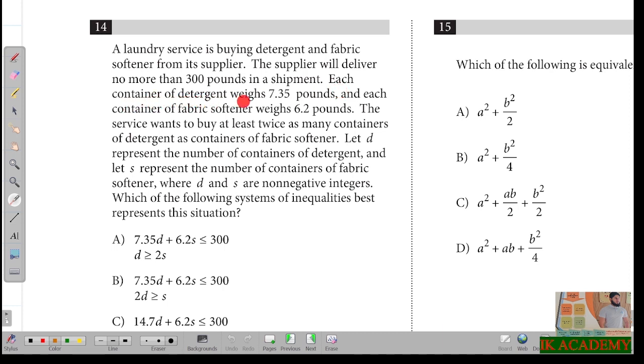Each container of detergent weighs 7.35 pounds and each container of fabric softener weighs 6.4 pounds. The service wants to buy at least twice as many containers of detergent as containers of fabric softener. Let D represent the number of containers of detergent and let S represent the number of containers of fabric softener, where D and S are non-negative integers. Which of the following systems of inequalities best represents this situation?